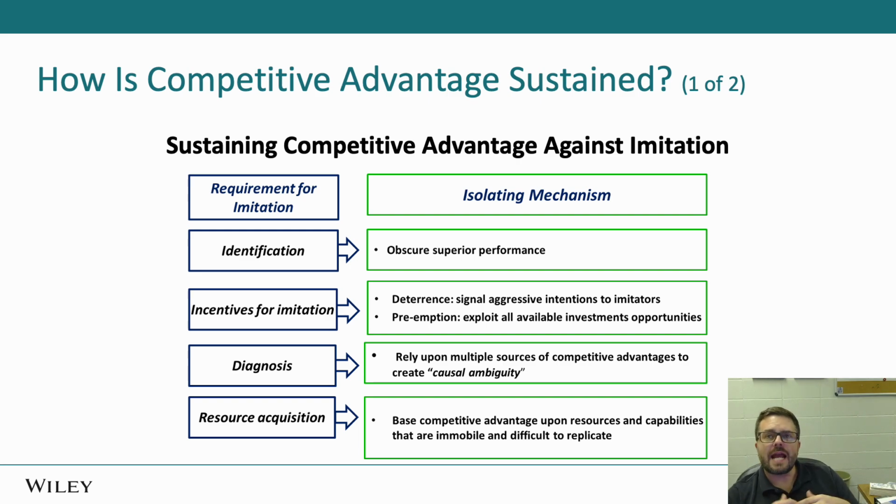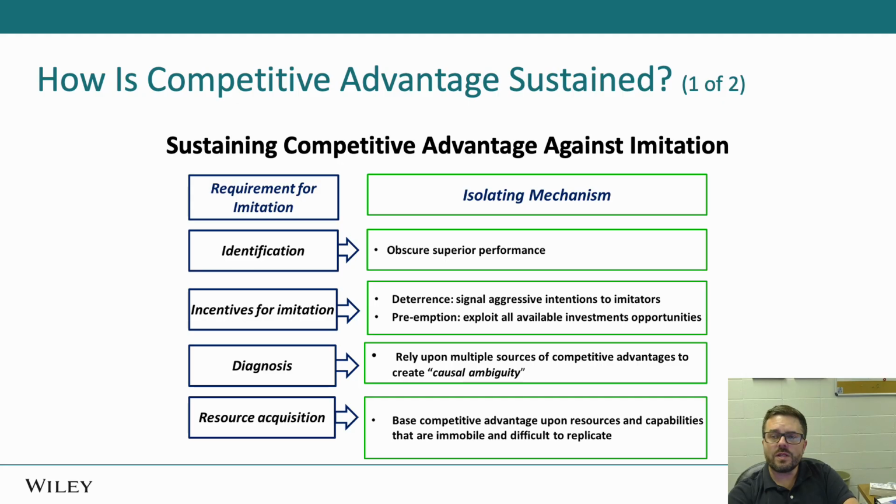So that's active signaling, or even actions you can take to reduce the incentives of competitors, or potential competitors, to try and enter your industry. If we can prevent other firms from diagnosing the source of our competitive advantage, that can also help us.